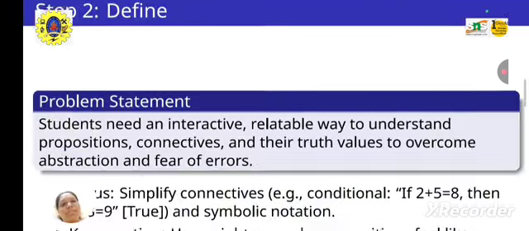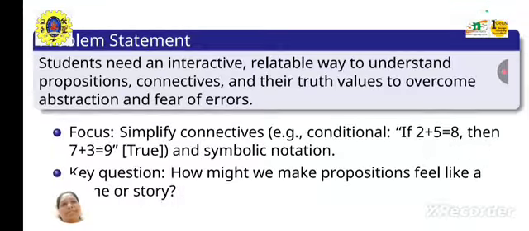Due to this, we have to first focus on simplifying connectives. First of all, we choose a simple statement like 2 plus 5 equal to 8, whether it is true or false. They all know that 2 plus 5 is equal to 7, so they will obviously say it's a false statement. Then we come to 7 plus 3 equal to 9, true or false? We all know that 7 plus 3 is not equal to 9; 7 plus 3 is equal to 10.